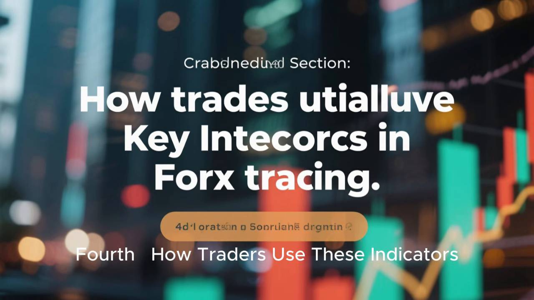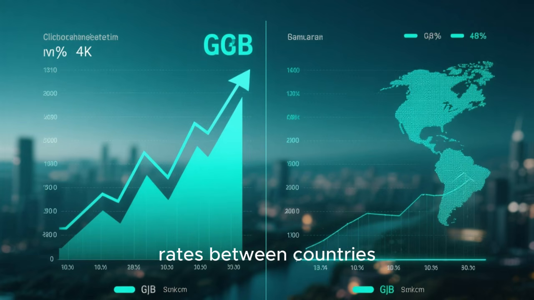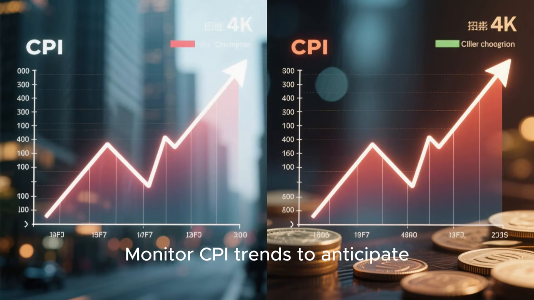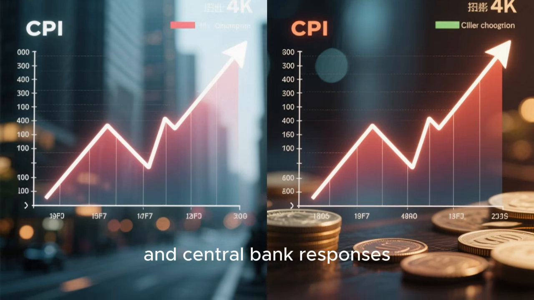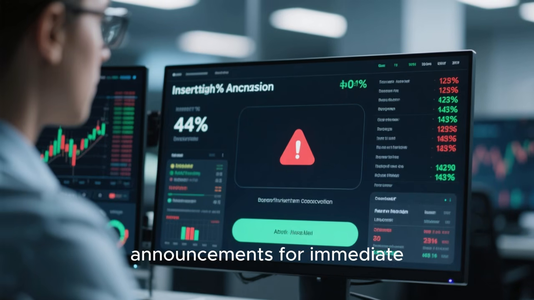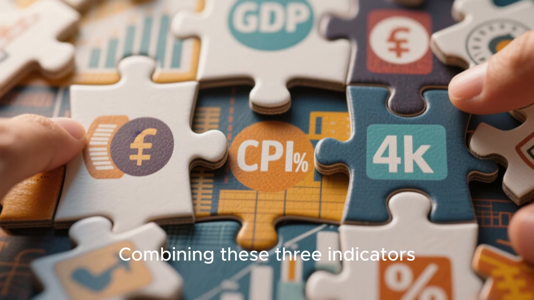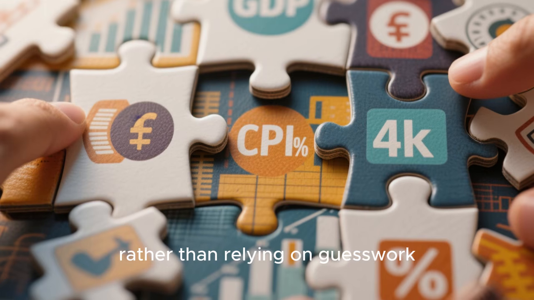Fourth, how traders use these indicators. Compare GDP growth rates between countries to identify stronger currencies. Monitor CPI trends to anticipate inflation pressures and central bank responses. Watch interest rate announcements for immediate currency impact. Combining these three indicators helps traders make informed decisions rather than relying on guesswork.